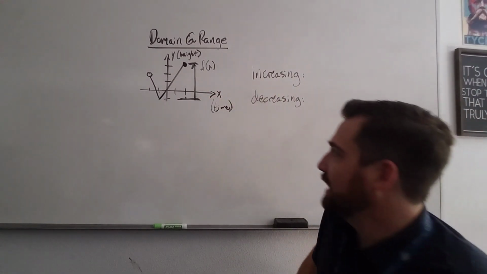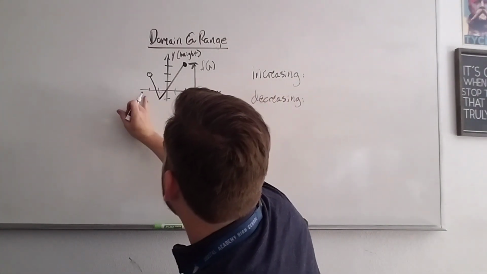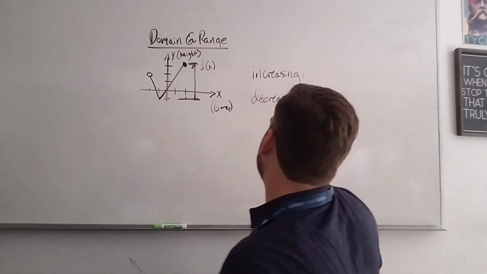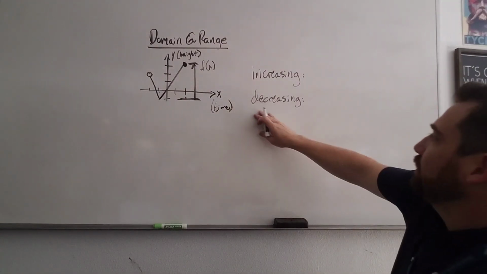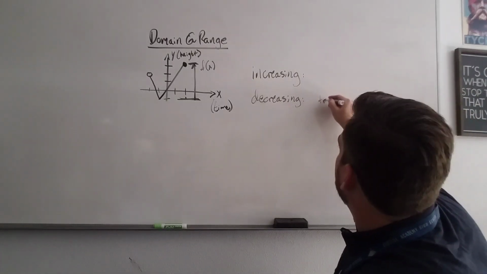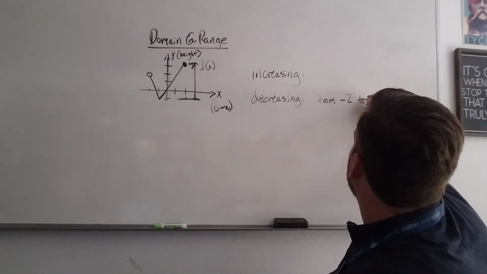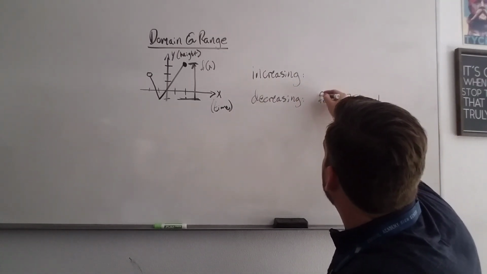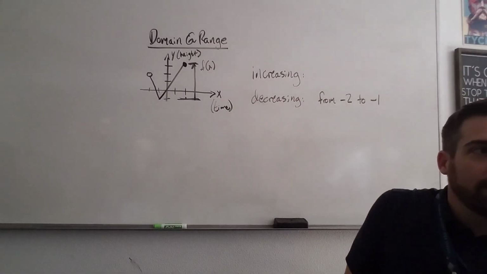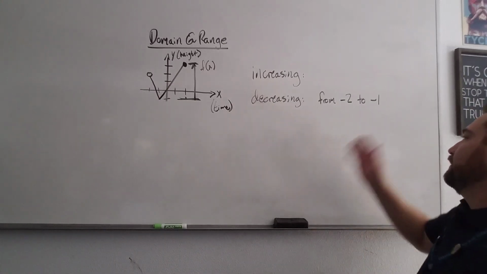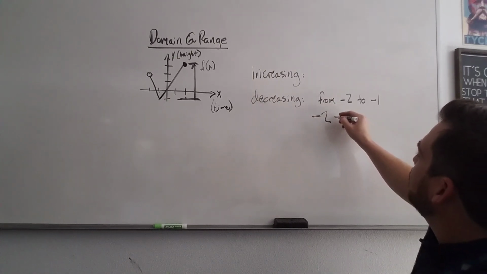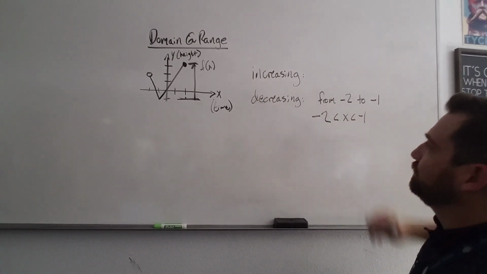So if we take a look at this, as we read it from left to right, our graph starts to go downhill right here at the very beginning of our domain, and it continues to go downhill all the way until we get to -1. So in order to answer this question about increasing and decreasing, what I would say is that it's decreasing from -2 to -1. Now the thing about increasing and decreasing is you actually have to have a change in order to determine whether or not it's increasing or decreasing. So our endpoints on here are never included. So we would say -2 less than x less than -1.